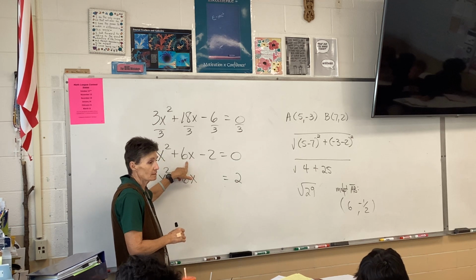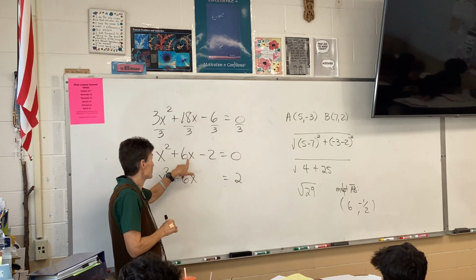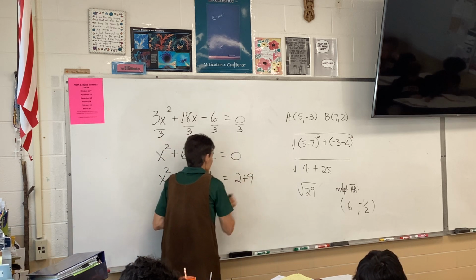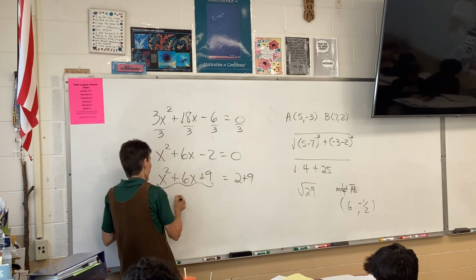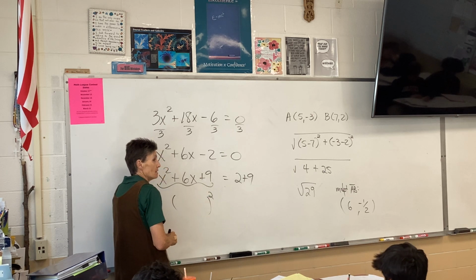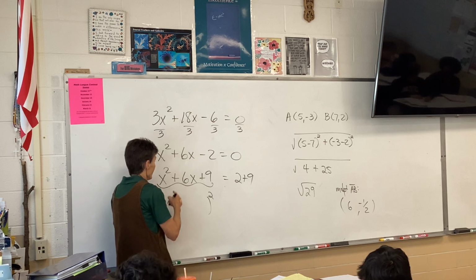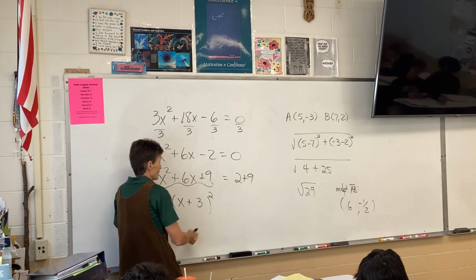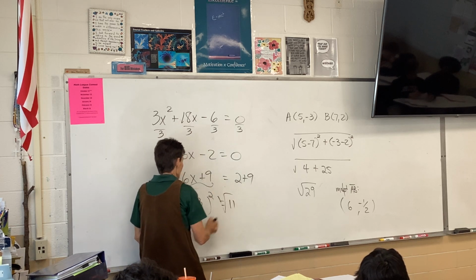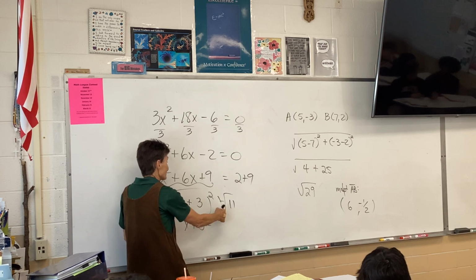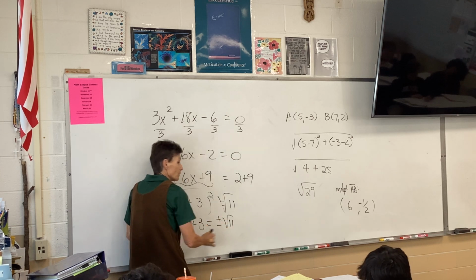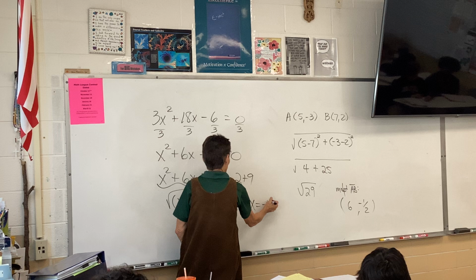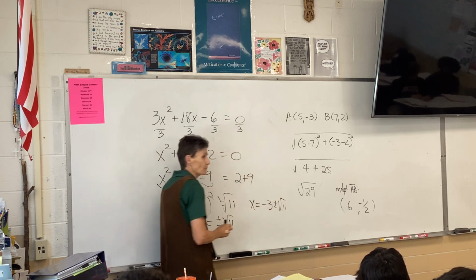Half of 6, squared. So divide this by 2, you get 3, squared is 9, add it to both sides. This whole side then becomes a perfect square quantity, and what would it be in this case? x plus 3 squared equals 11. Square root both sides, so x plus 3 equals plus or minus root 11. And x then ends up equaling -3 plus or minus root 11.